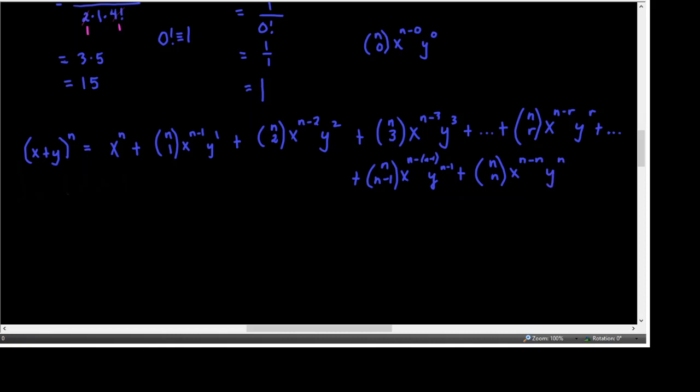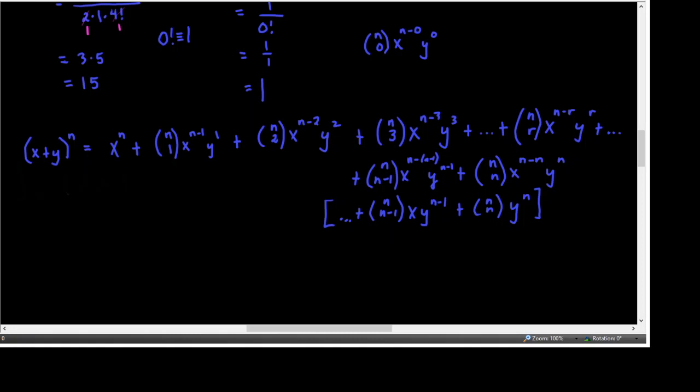Okay. And so these last two terms, to give you the simplified version of them: n choose n minus 1 is going to be x to the first, y to the n minus 1, and n choose n, n minus n is 0. X to the 0 is 1, leaving y to the nth as our last term. Okay, so that is the binomial expansion of x plus y raised to the nth.